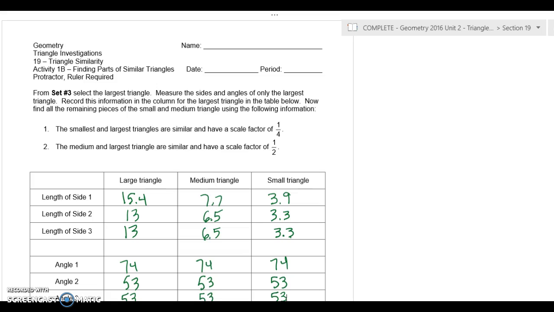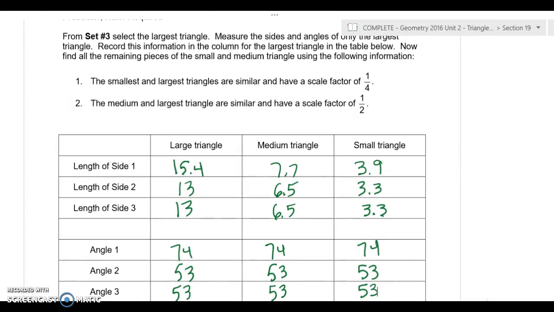So let's say we have a triangle. We had set 3, and we took the length of side 1 and side 2 and side 3 in the large triangle. We also measured the angles, 74, 53, and 55. So what ends up happening is we're trying to resize this. The small and the large triangle are similar and have a scale factor of 1/4, which means the small triangle is 1/4 the size of the large triangle. So we take that side, 15.4, we divide it by 4, and we end up getting 3.9. And that's that small measurement right there. We take 13, we divide it by 4, we get 3.3.